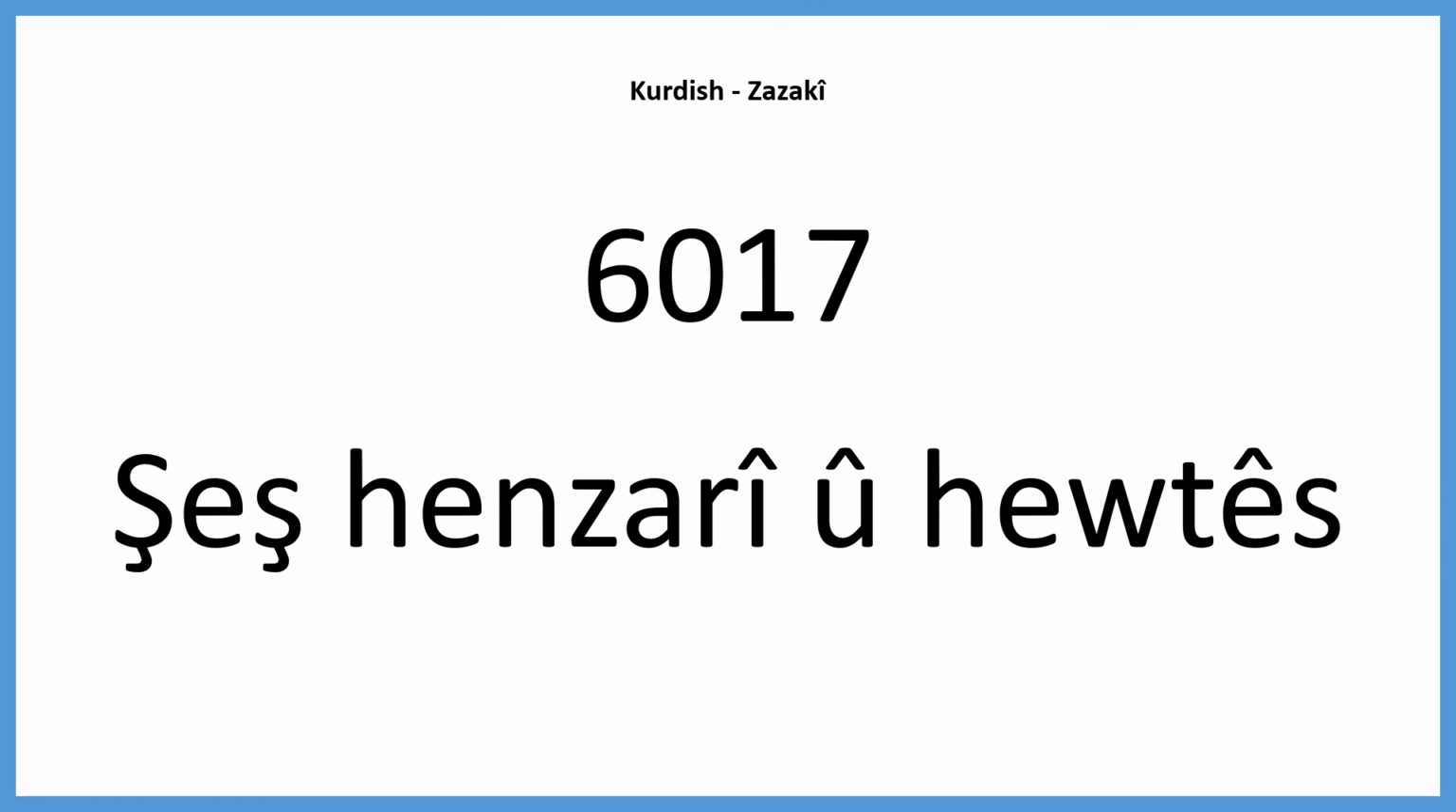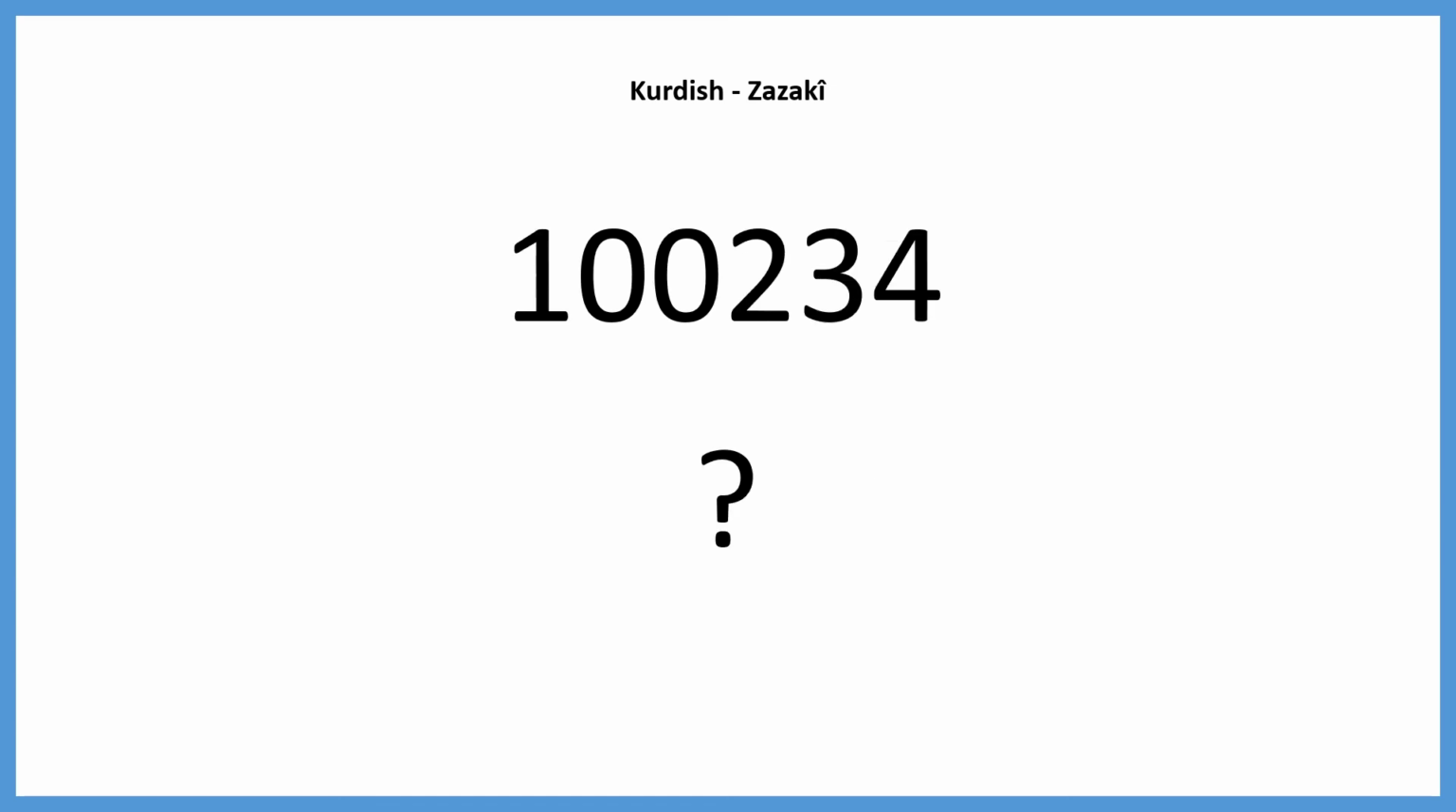6,017 would be shesh henzari u heutes. Shesh henzari, 6,000, u, and heutes, 17. Shesh henzari u heutes. Our final example will be a much larger number, 100,234. You may pause the video here.